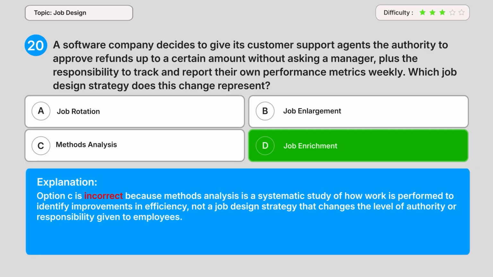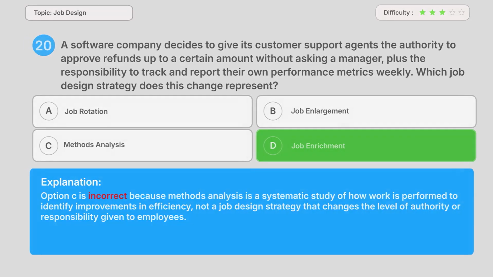Option C is incorrect because methods analysis is a systematic study of how work is performed to identify improvements in efficiency, not a job design strategy that changes the level of authority or responsibility given to employees.